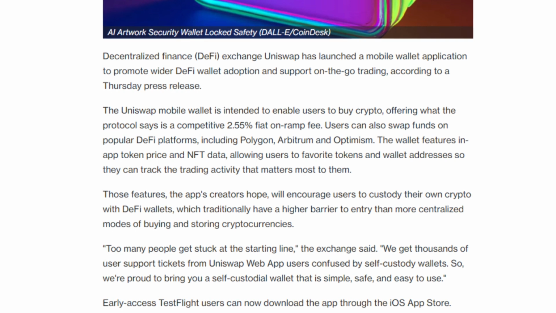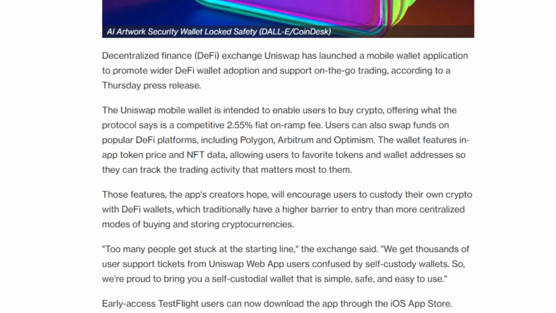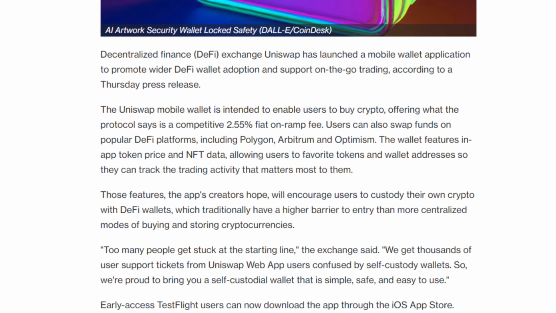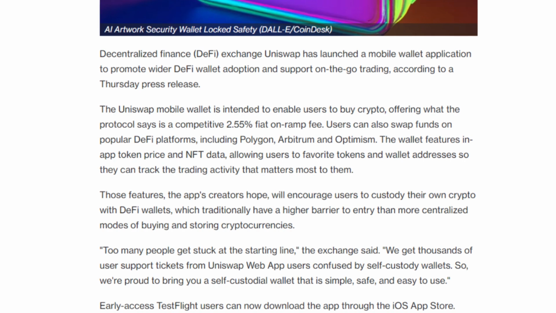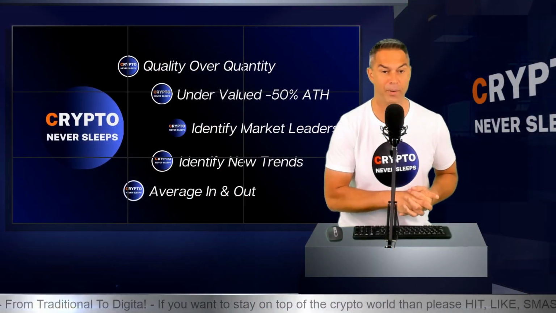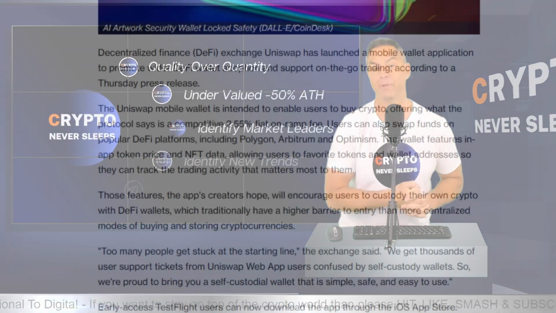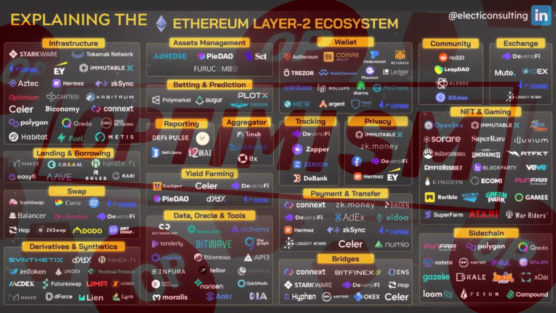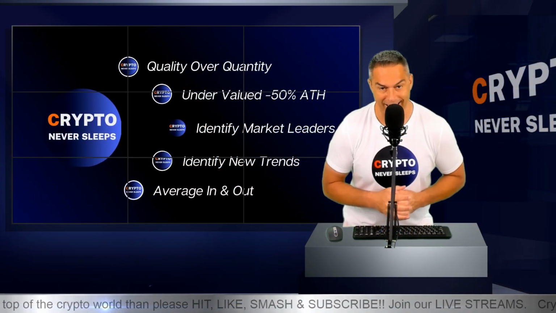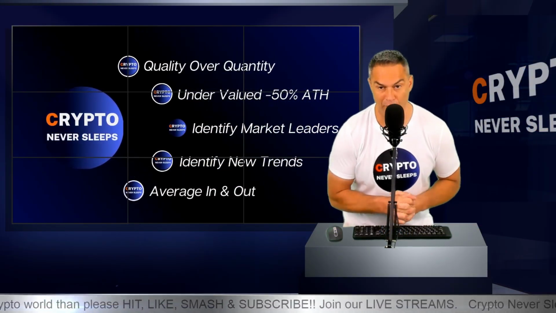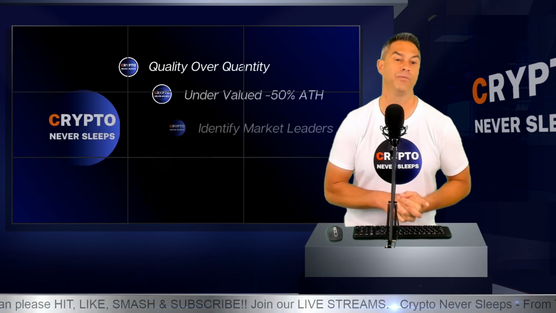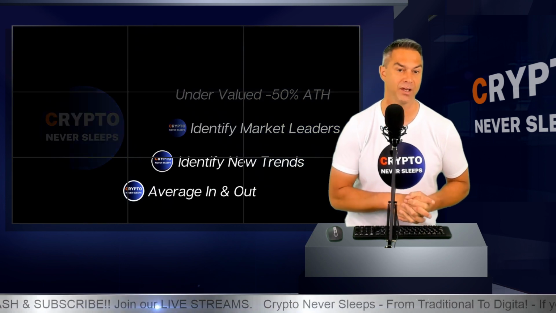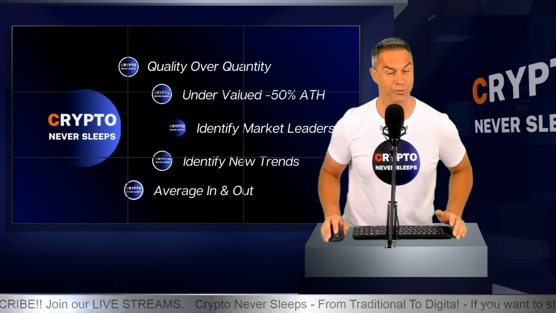Now, the Uniswap mobile wallet is intended to enable users to buy crypto, offering what the protocol says is a competitive 2.55% fiat on-ramp fee. So users can actually swap funds on popular DeFi platforms, including Polygon, Arbitrum, and Optimism, all within the Ethereum ecosystem. Now, the wallet features in-app token price and NFT data, allowing users to favorite tokens and wallet addresses so that they can track the trading activity that matters most to them, or to you and me.